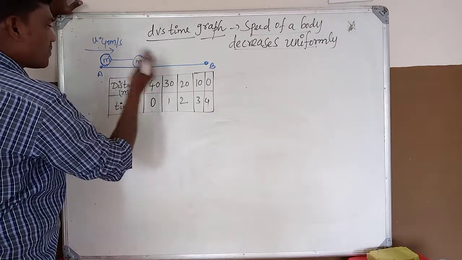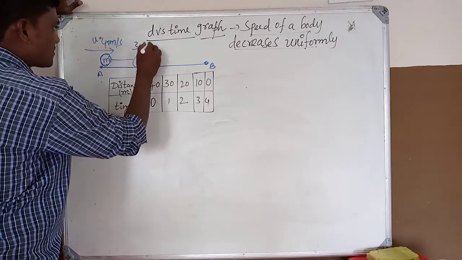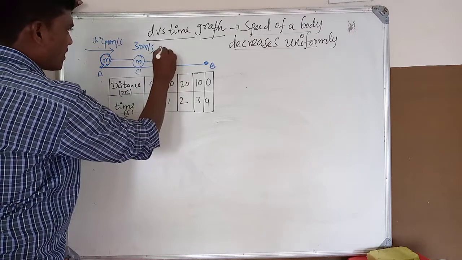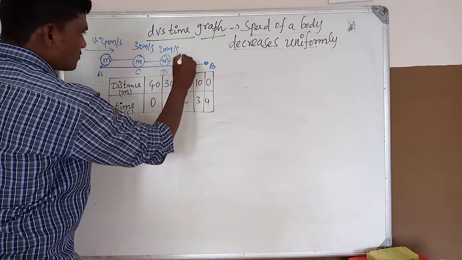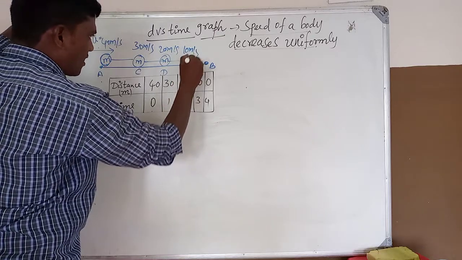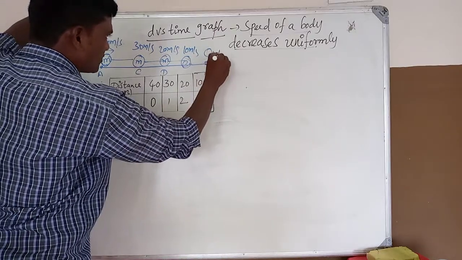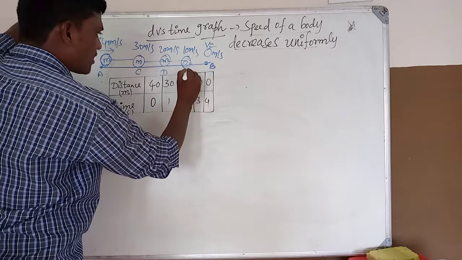So the body speed decreases to 30 meters per second. Next 20 meters per second. Next 10 meters per second. And finally it comes to 0 meters per second.